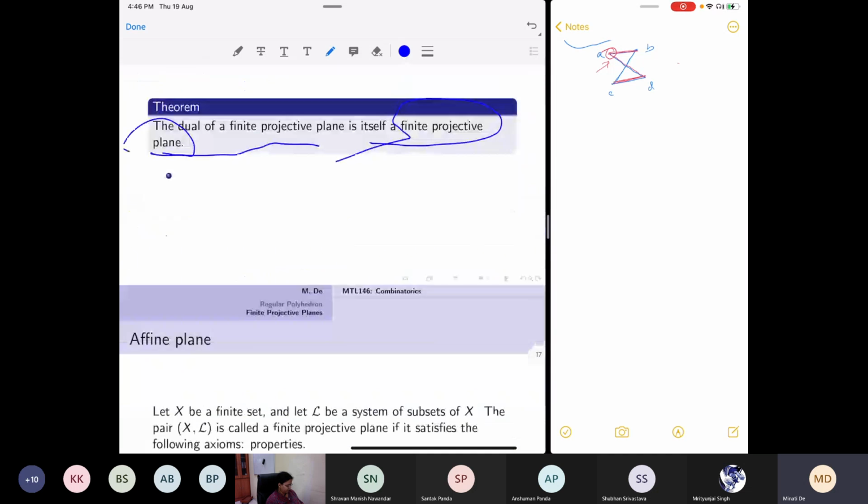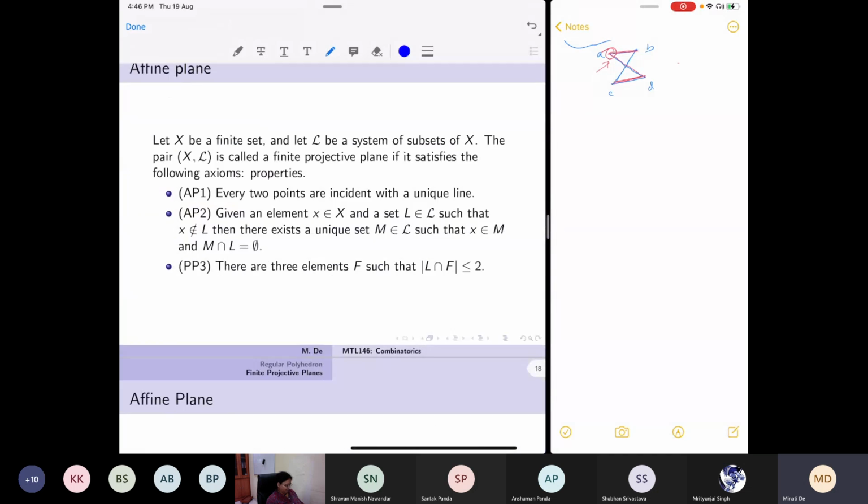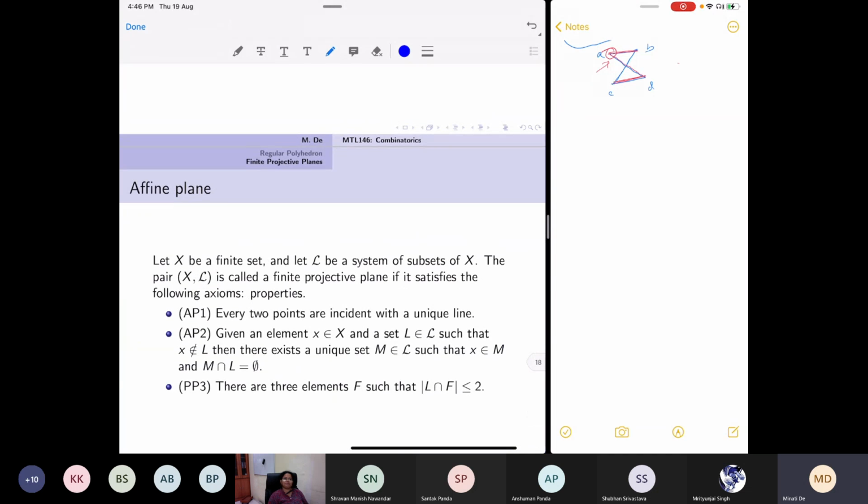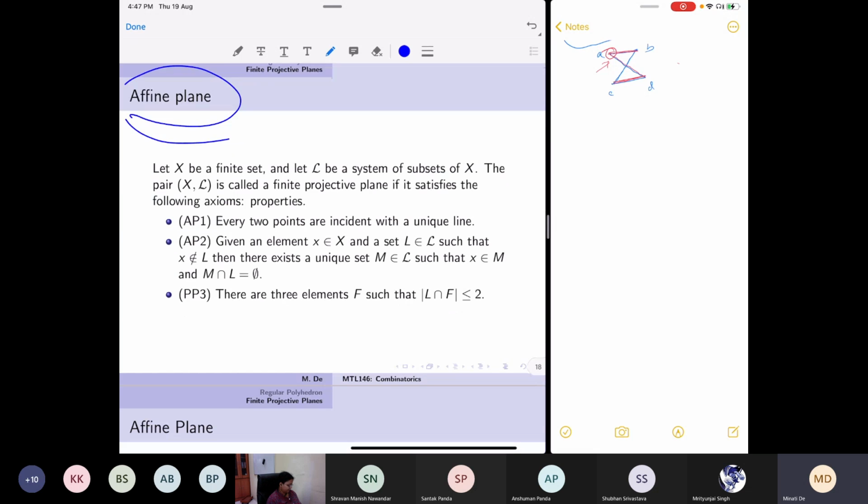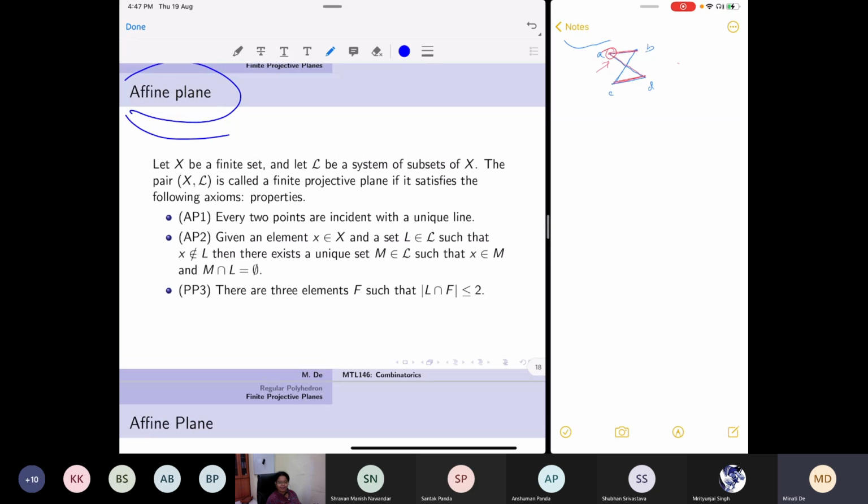We have some time, that's good for us. Now let's come back to the affine plane. Let us define it. It's very similar to a finite projective plane, with only a few differences. First of all, what is an affine plane? An affine plane is again a set system only.